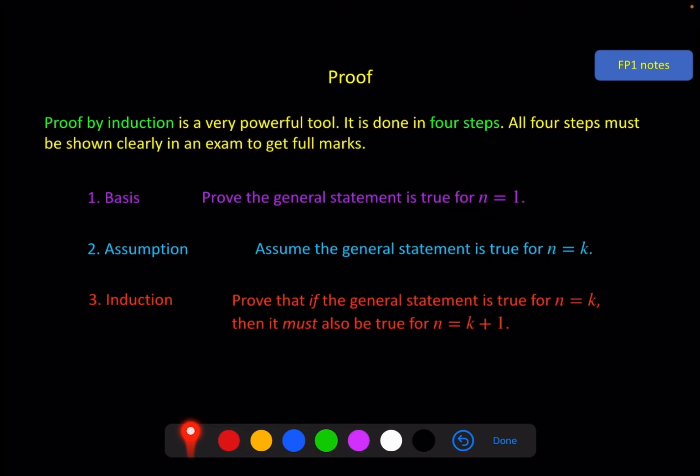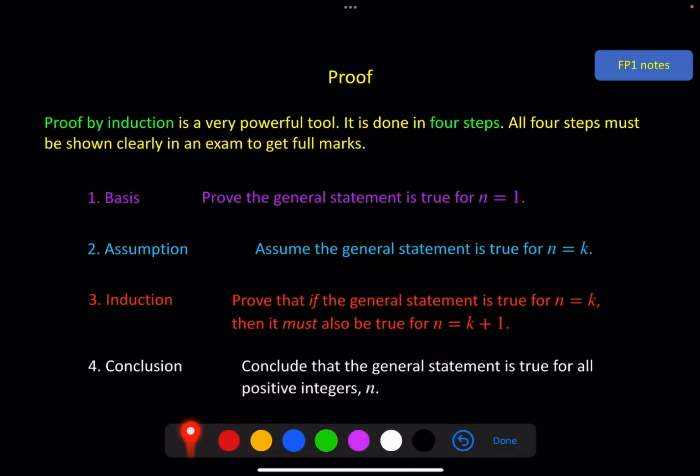The final step is just a very simple conclusion, where you write out that it must be true for all positive integers n, because you've proved it's true for n equals 1, and you've proved it's true for the next integer.